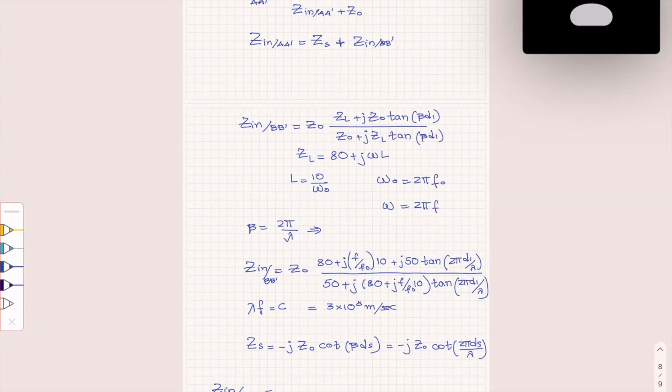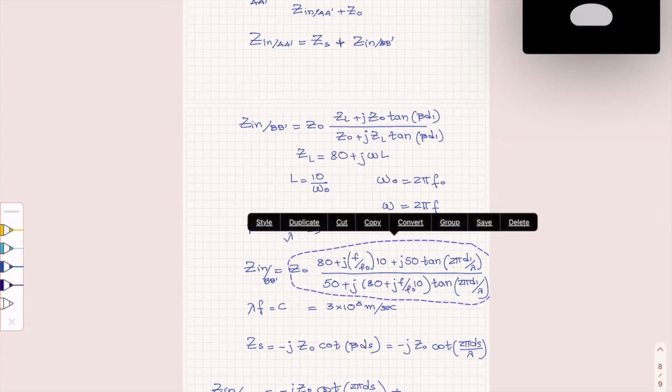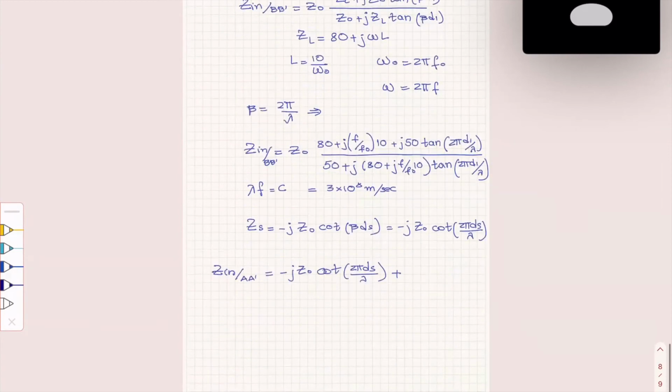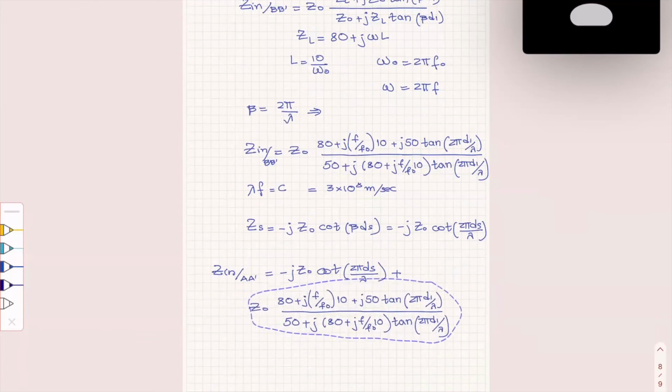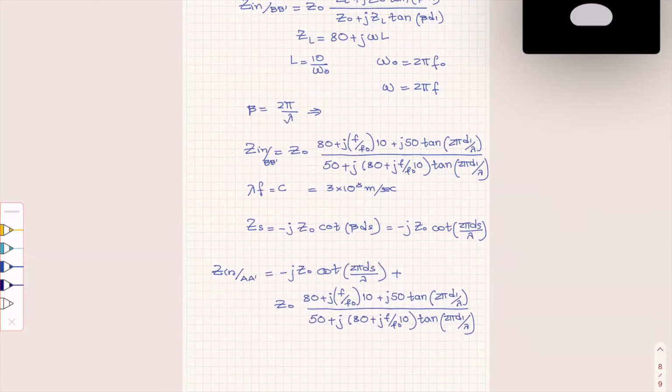Is going to be ZS, which is minus J Z naught, it's 50 ohms, right? Cotangent 2 pi ds over lambda, plus this one. Copy, paste, plus this one. Okay.